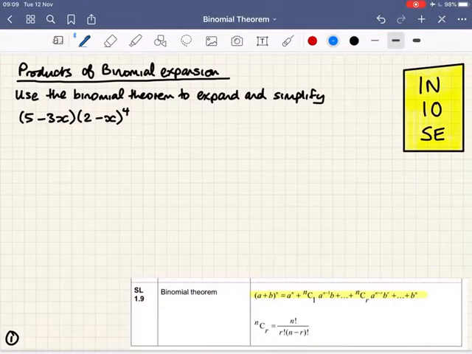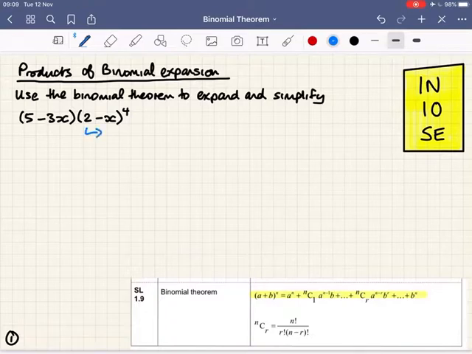So here's a typical example. Use the binomial theorem to expand and simplify 5 minus 3x times 2 minus x to the power of 4. Now in this case, we're going to have to basically do all of the work. I'm showing you this example as this is the worst case example of a binomial expansion as a product. And here, the best thing to do is to do your binomial expansion first.